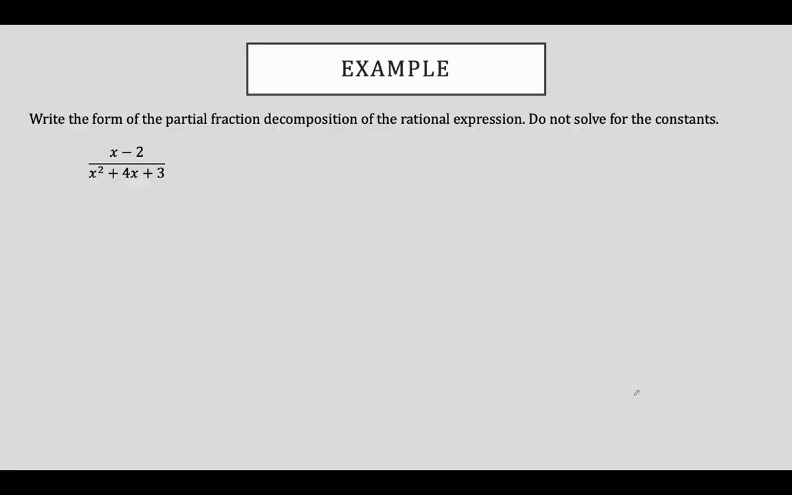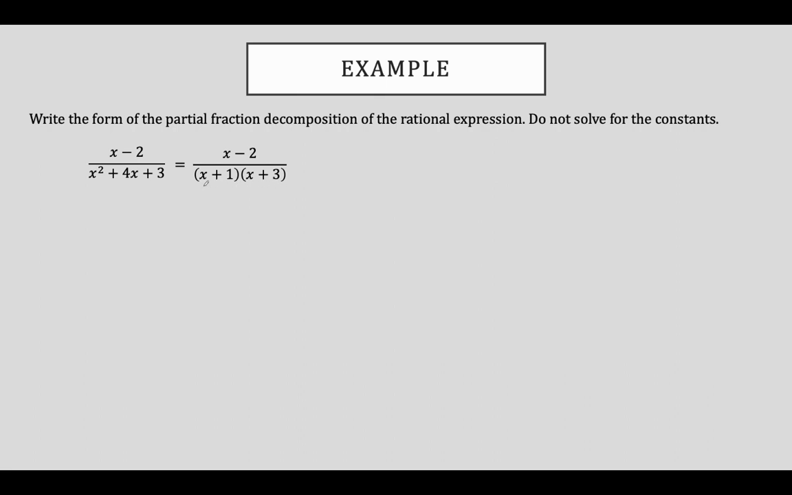So let's look at a couple examples here of decomposing rational expressions. Write the form of the partial fraction decomposition of the rational expression. Do not solve for the constants. So we're not solving them out just yet. I want to make sure you guys understand the different forms. Well, the first step, if we don't have to divide, which we don't here, is to factor the denominator. And in this case, our rational expression, the denominator factors into x plus 1 times x plus 3. And so notice in the denominator, we have two factors.